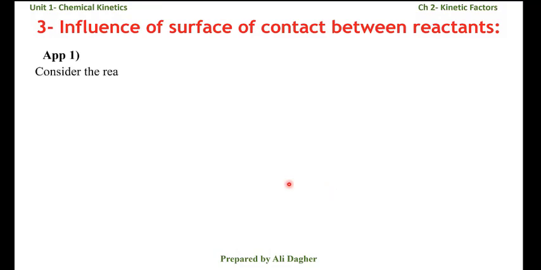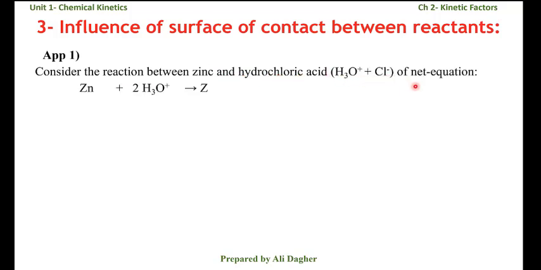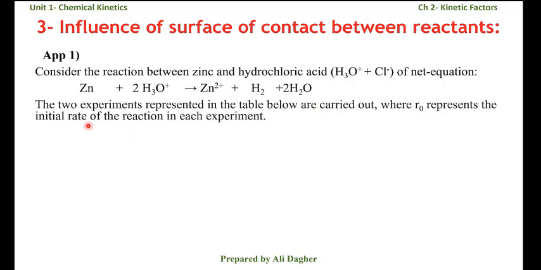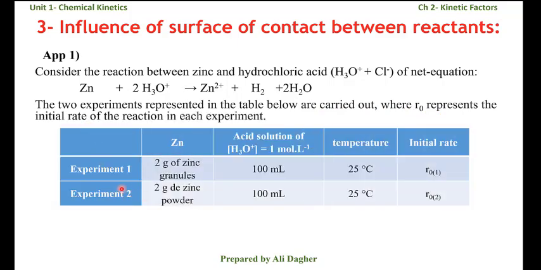Application 1. Consider the reaction between zinc and hydrochloric acid, H3O+ plus Cl-, of net equation Zn (solid) + 2H3O+ gives Zn2+ + H2 + 2H2O. The two experiments represented in the table below are carried out, where R0 represents the initial rate of the reaction in each experiment.